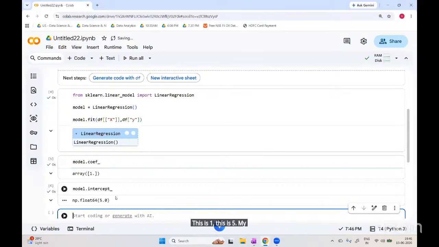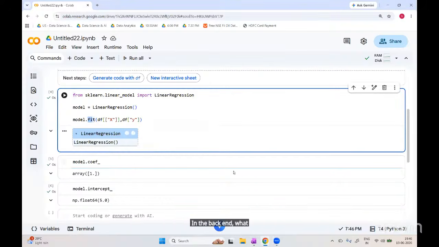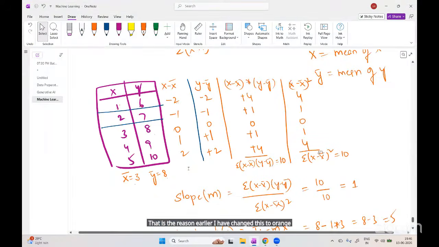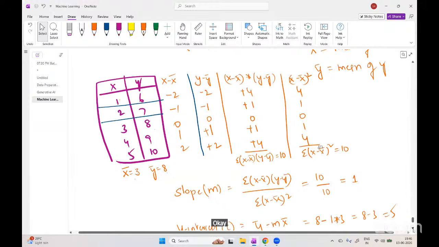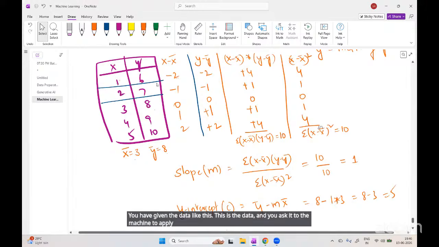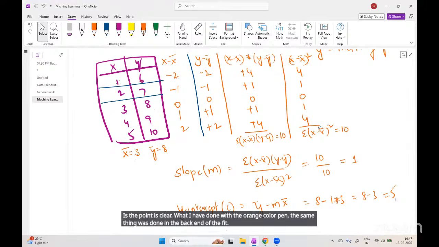My question is, in the backend, what has it calculated? Fit means calculate. Whatever I have written in the orange color was calculated. That is the reason earlier I changed this to orange color. You have given the data like this, and you ask the machine to apply. Automatically the machine has applied all these things and simply calculated 1 and 5. Is the point clear? What I have done with the orange color pen, the same thing was done in the back end of the fit. Now you can write.